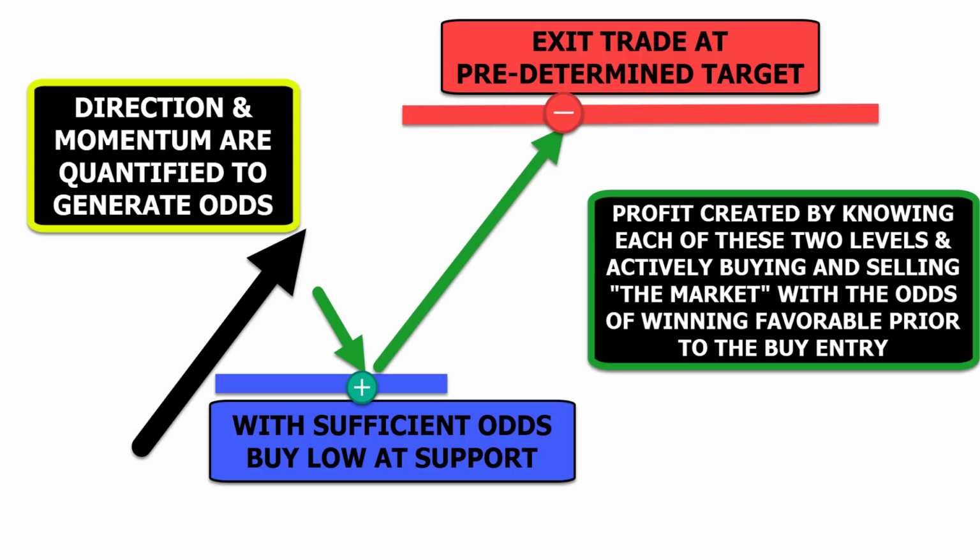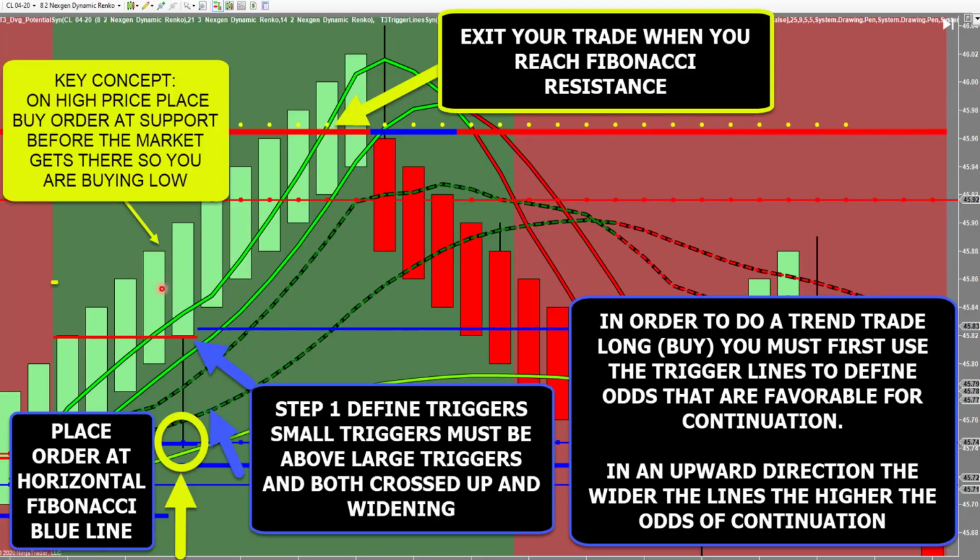So think about our buy signal. We want our direction and our momentum quantified using the triggers to generate odds of success. With sufficient odds, we're going to buy at a support area and we're going to sell at a predetermined exit of number of ticks or an area or a condition. And this is how we're going to generate a profit, by knowing where to get in, where to get out, and why. So look, this is a real chart.